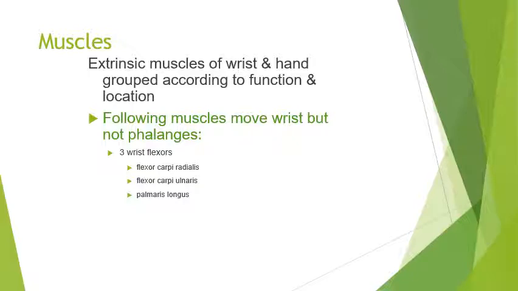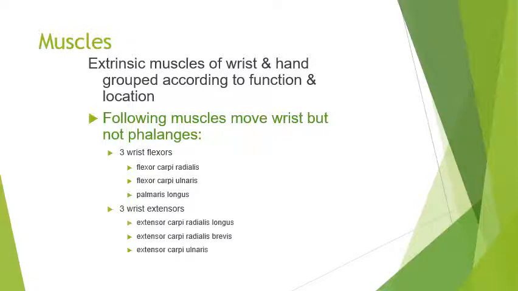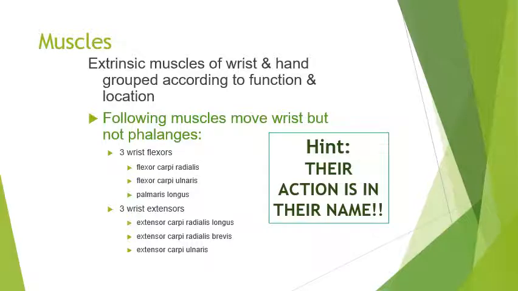So you already know what the action of these are for 2 out of the 3, because the action's in the name. So you know that they flex the wrist. Okay, they have the name flexor right in there. The Palmaris longus is the only one that does not have the action in the name. The 3 wrist extensors: you have the Extensor Carpi Radialis Longus, the Extensor Carpi Radialis Brevis, and the Extensor Carpi Ulnaris. So again, the action is in their name. So that gives you something to look at when you're trying to remember these.